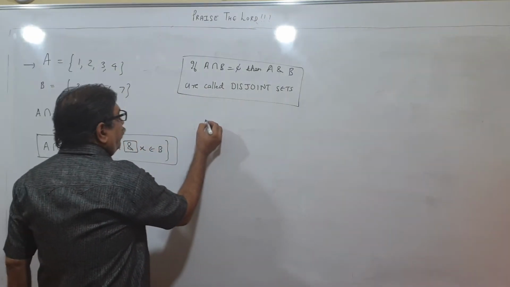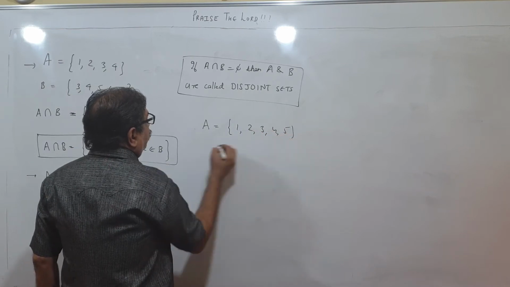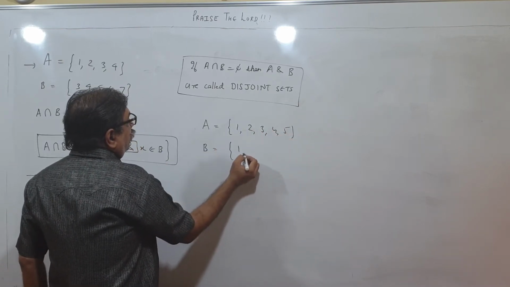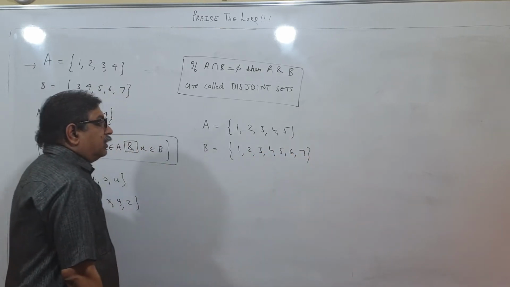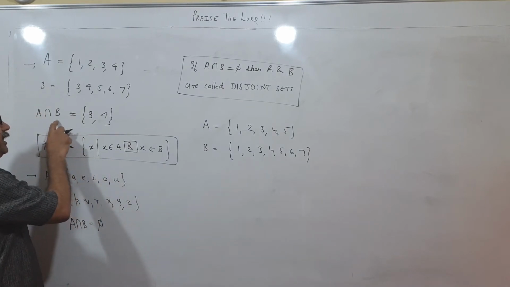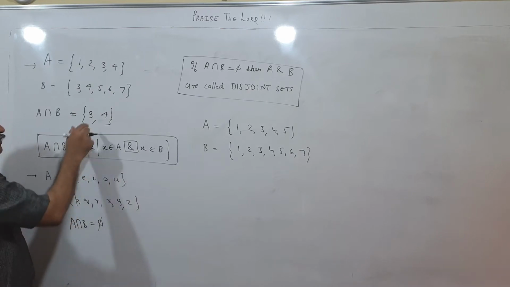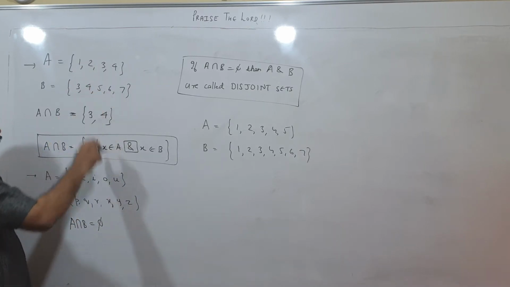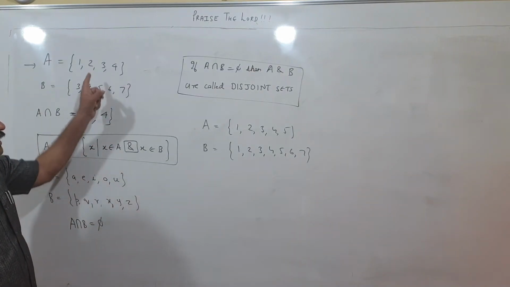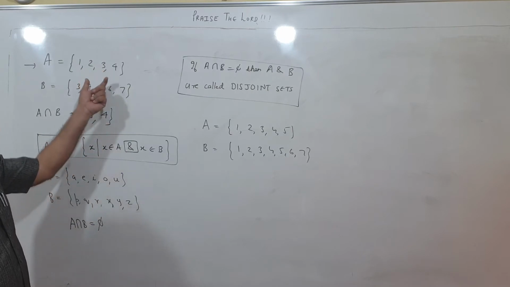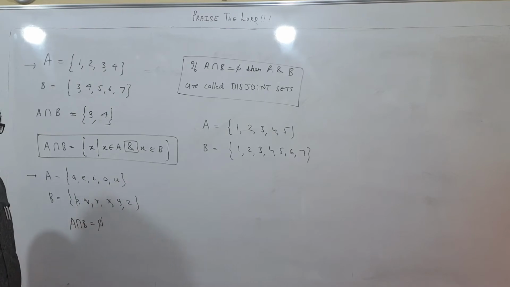So, if I am having A as 1, 2, 3, 4, 5, and I am having B as 1, 2, 3, 4, 5, 6, 7. Children, you can see that A intersection B contains those elements which are present in A and B both. So therefore this is a subset of this also and it is a subset of this also. So A intersection B, whenever we get, it is a subset of both A and B, and we get a smaller set when we take intersection.